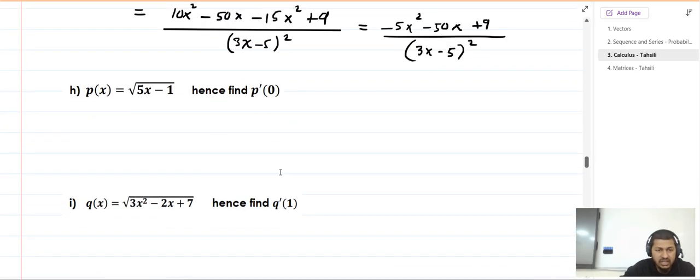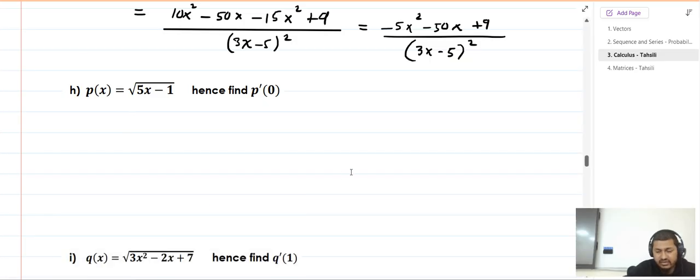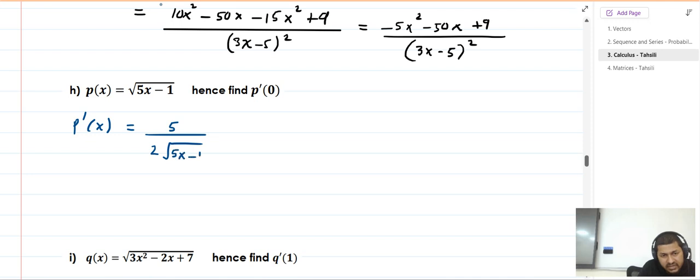Let's look at h. Now h follows the special rule of differentiating radical functions, so I'm going to find p prime x. P prime x is, find the derivative of this, which is 5, leave it on top, 2 square root 5x minus 1. Okay, make it plus 1 because it will not work out. So make it plus plus.